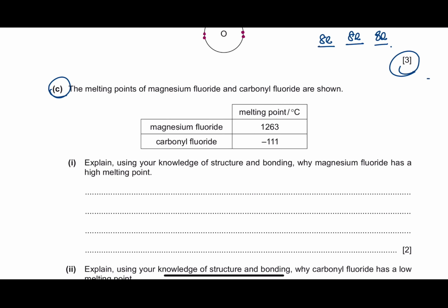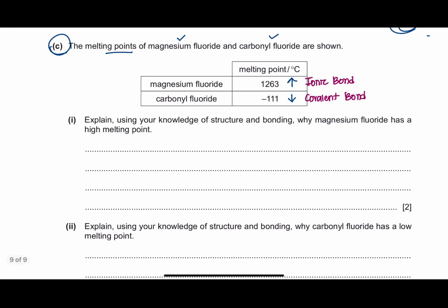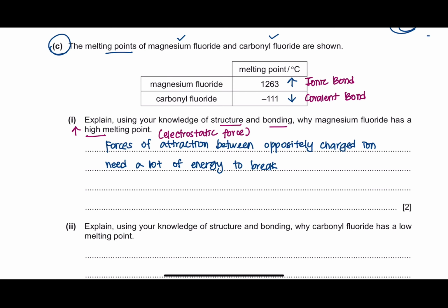The next question. The melting points of magnesium fluoride and carbonyl fluoride are shown. As you can see here, magnesium fluoride has a very high melting point. However, carbonyl fluoride has a low melting point. Magnesium fluoride is an ionic bond and carbonyl fluoride has a covalent bond. Now the question is asking you to explain, using your knowledge of structure and bonding, why magnesium fluoride has a high melting and boiling point. Now the forces of attraction between oppositely charged ions need a lot of energy to break. An ionic bond consists of electrostatic force between the ions.